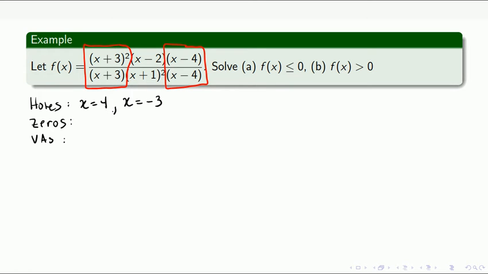For the zeros, the remaining factor on top is x minus 2. That's equal to 0 when x is equal to positive 2. The remaining factor in the denominator is (x plus 1) squared. That's equal to 0 when x is equal to negative 1. These turn out to be all of the places where the graph can switch from being positive to being negative. What I'm going to do now is create my sign graph.